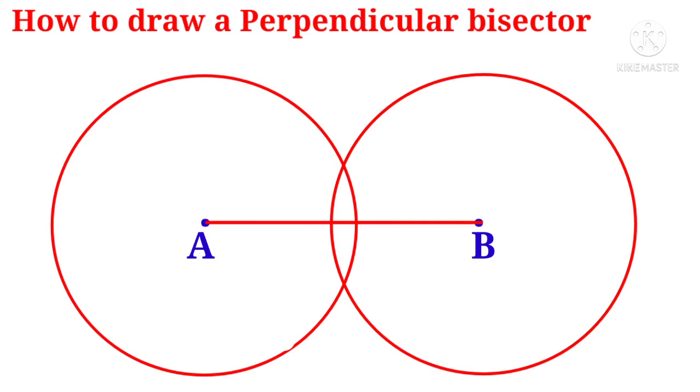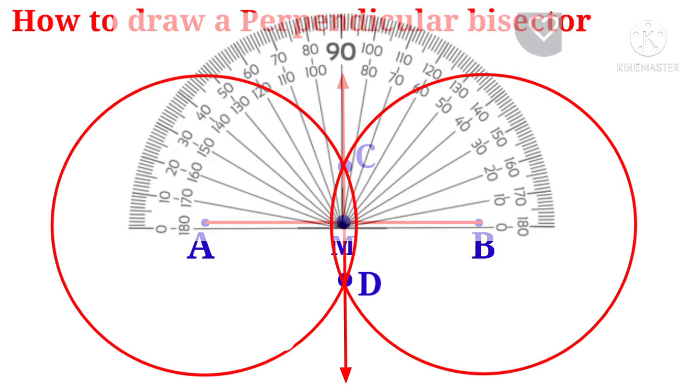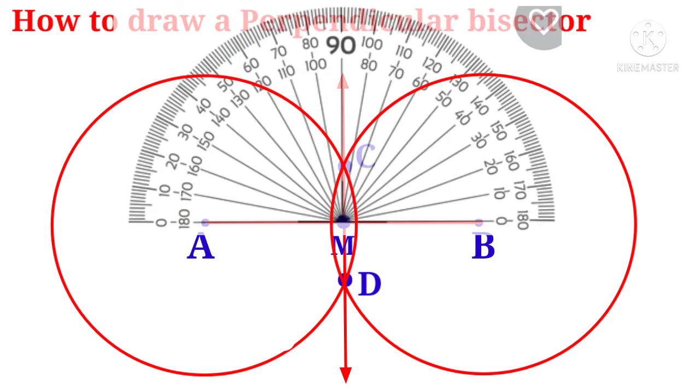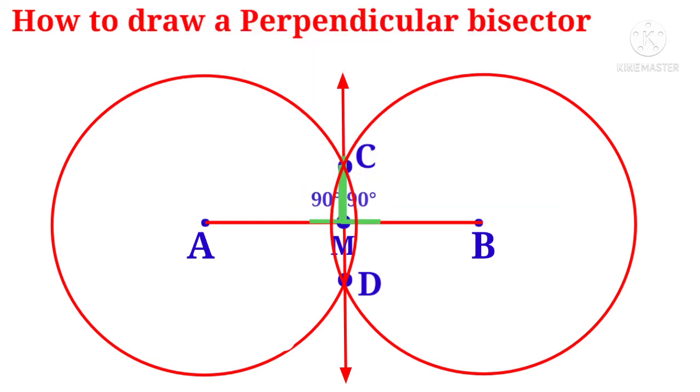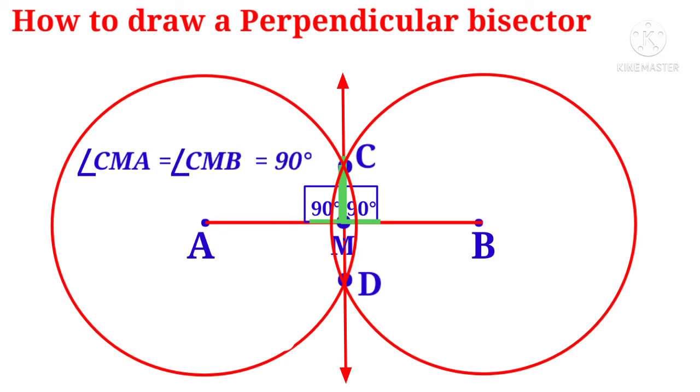Now observe that these two circles intersect at 2 points, name them C and D, which are above and below the line segment AB. Now draw a line through CD. Observe that the line CD cuts the line AB at M. Now take the protractor and put the base of the protractor on the line segment AB, and observe that angle CMA is 90 degrees. Also angle CMB is 90 degrees. So angle CMA is equal to angle CMB is 90 degrees.